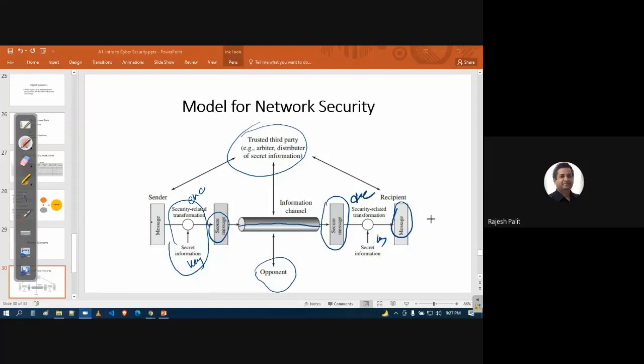Whoever the opponent is, if they get the secure message, they should not be able to recover the meaning of the message from it. Yes, sir.